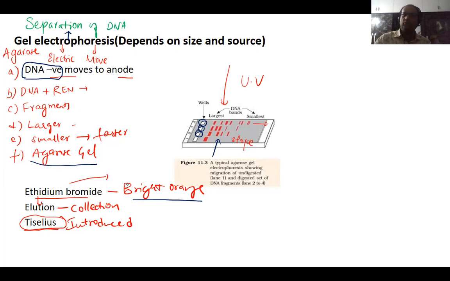After that, we can collect the fragments from that particular slope. The collection from the slope is called elution. Basically, whatever we discussed is the method introduced by the scientist called Tiselius. Please make a note of that. This is one of the methods.